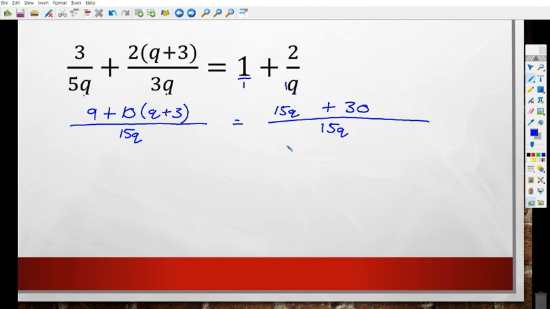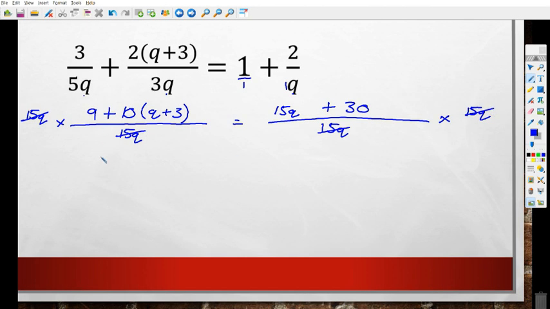Alright, so now I see I've still got an LCD on both sides. I don't quite like that. I want to simplify it a little bit for myself. What do I have to do on both sides? Oh, I just multiply by the LCD. You know, I watch the Math Dog's videos, and he tells me I must just do the opposite of what's happening. So I'm being divided by 15Q, so I'm going to multiply by 15Q to get rid of it.